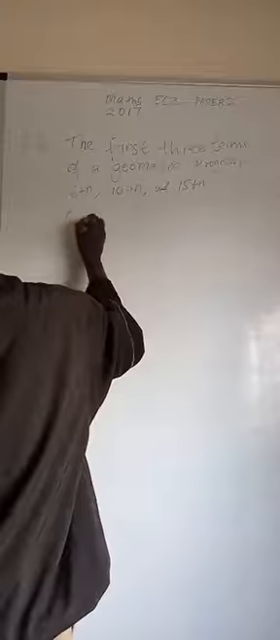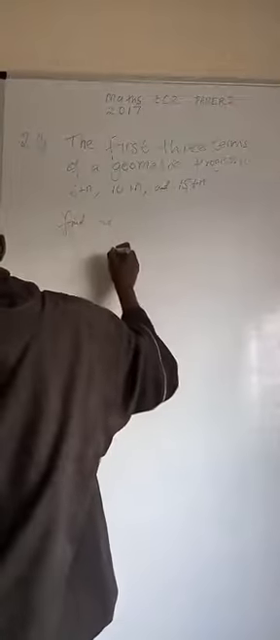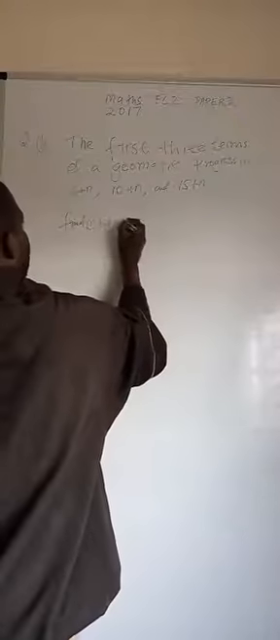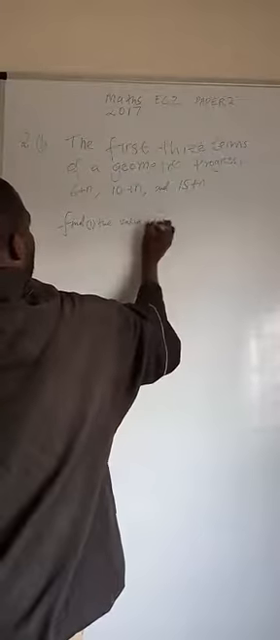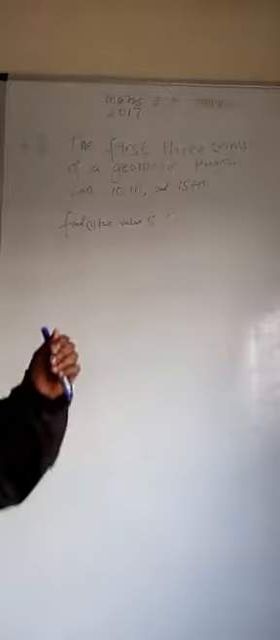Question 1 says, find the value of n. So we'll start with that one. The first thing we ask ourselves is, what is a geometrical progression? A geometrical progression is a progression that has got a common ratio.